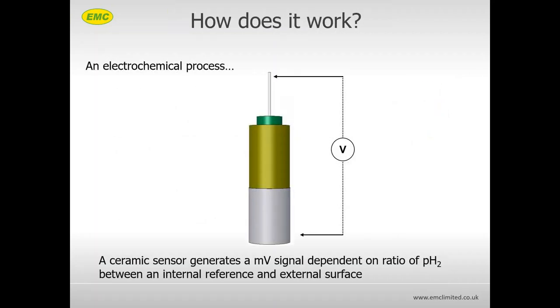The heart of HiCal is an electrochemical sensor. Sealed inside the ceramic body is a hydrogen reference material. This sensor will then generate an electrical voltage that is dependent upon the difference in partial pressure of the known reference inside and any unknown concentration of hydrogen outside of the cell.